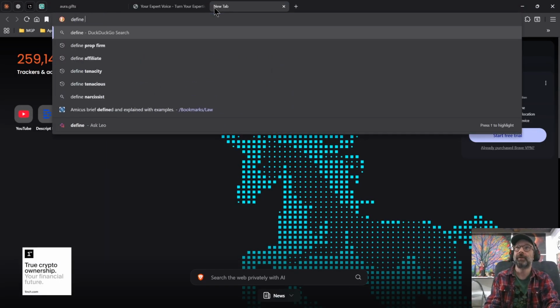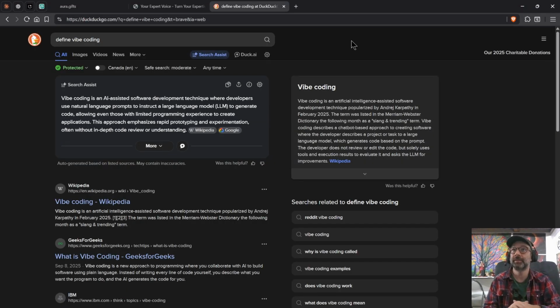Vibe coding is an AI-assisted software development technique where developers use natural language prompts to instruct a large language model, such as ChatGPT or Claude or whatever your preferred LLM is, to generate code, allowing even those with limited programming experience to create applications. This approach emphasizes rapid prototyping and experimentation, often without in-depth code review or understanding. So for those of you, again, who don't have that coding experience or knowledge, you don't really need it, but you will learn it along the way, believe it or not.